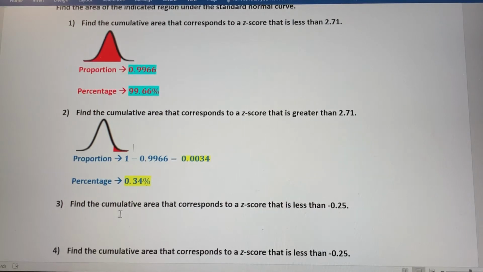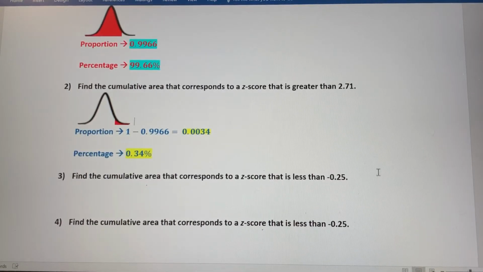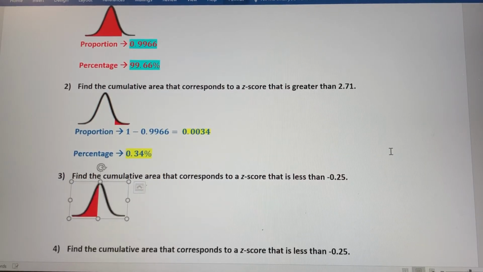Let's use a negative z-score now. We want to find the cumulative area that corresponds to a z-score that is less than negative 0.25. So let's draw our standard normal curve and shade in the area that we want to see. The mean would be right here in the middle, so we're just to the left of the mean. We know this is going to be less than 50%, but it shouldn't be much less than 50%.